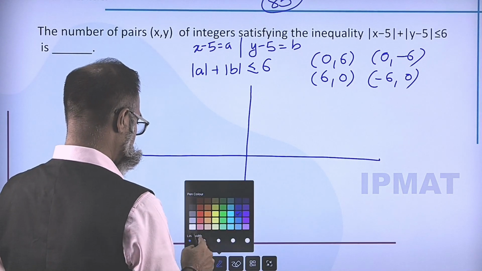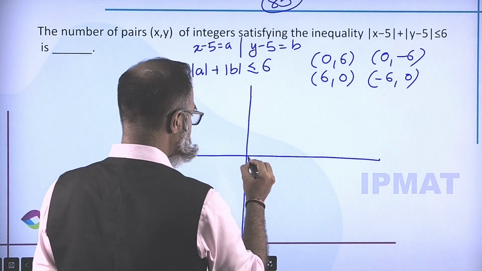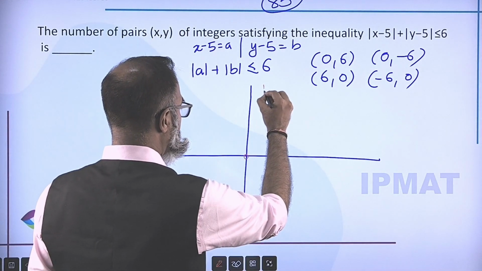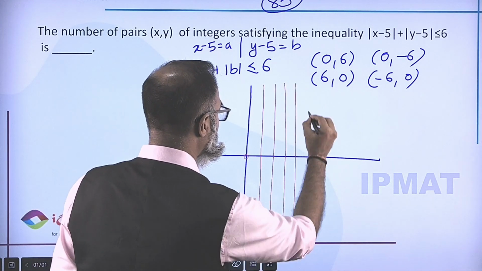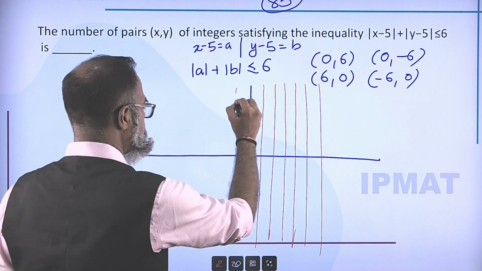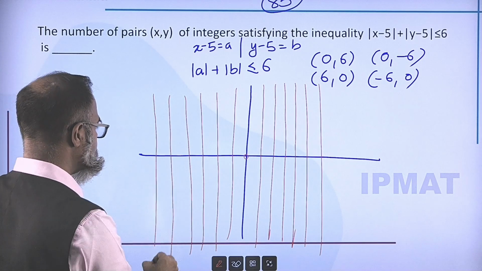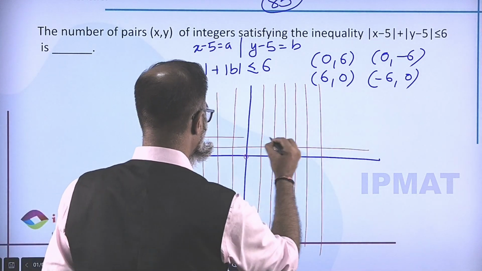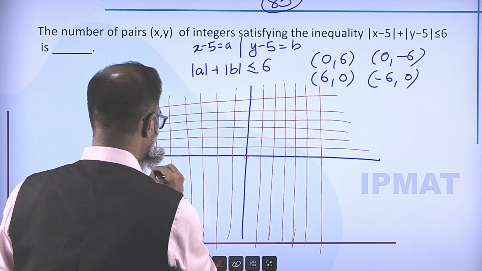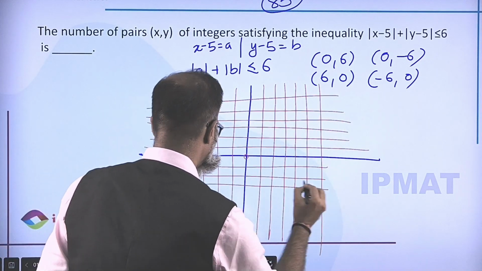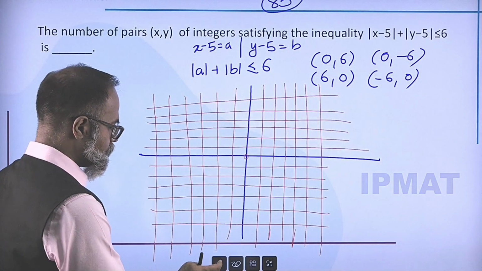So I'm going to take a smaller and different color pen to plot my graph. Okay, so this point is 0 comma 0, the center. So I have 1, 2, 3, 4, 5 and 6. Similarly 1, 2, 3, 4, 5 and 6 on each of the other directions. This is my graph with this as my central point.